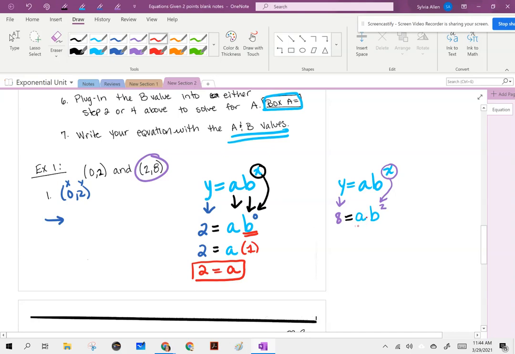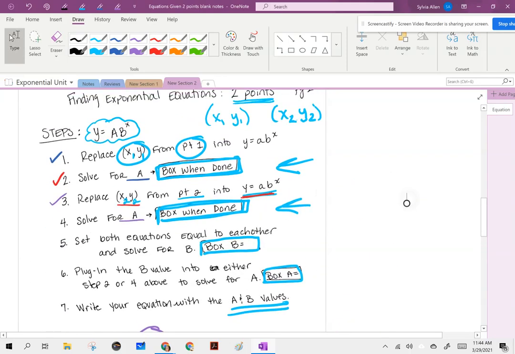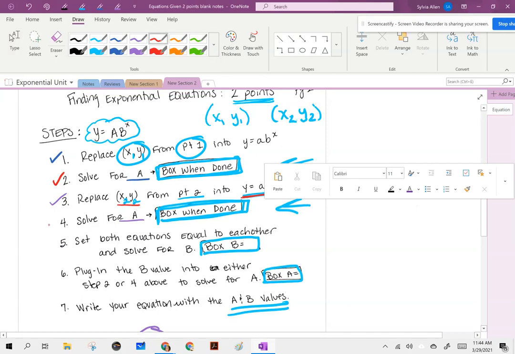So what I'm going to do to solve for a is divide both sides by b squared. And I get an expression that a is equal to 8 over b squared. And I box it because I solved for a. See where it says solve for a, box when done. Now it says set both equations equal to each other and solve for b.